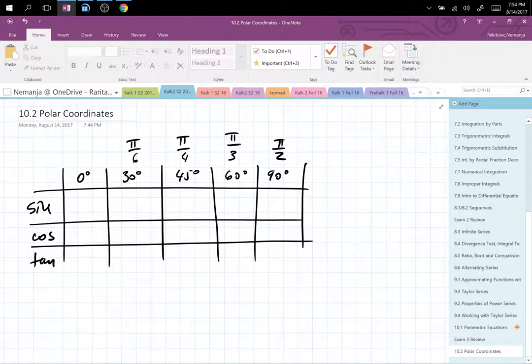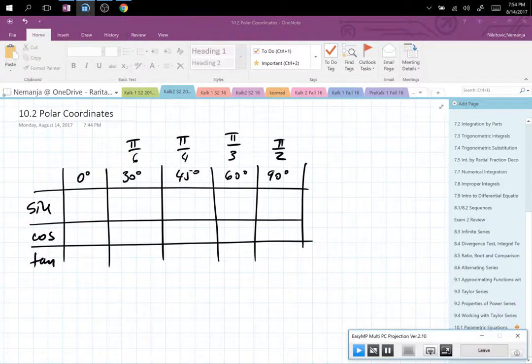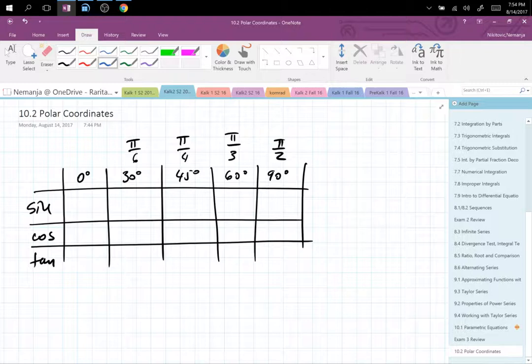Now, how do we construct a table of all values easily? Here's the trick. Look. You start with 0, and you write 0, 1, 2, 3, and 4. You divide everywhere by 4, and you take the square root. It's a very systematic way to obtain values. So 0, 1, 2, 3, 4, divide everywhere by 4, and take a square root.